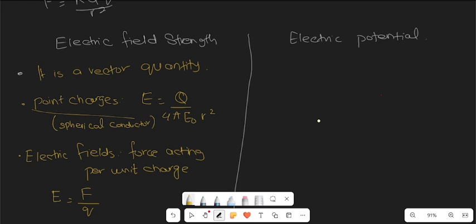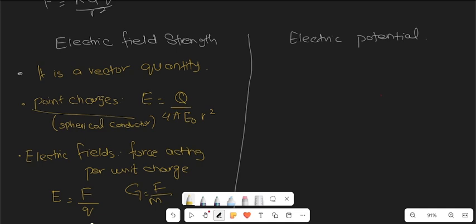If you are given a point charge, if the question states that it's a point charge, you will be using this formula. If you're looking at electric field, we're going to be taking a look at F over Q depending on what information is given to us, right? It's very similar to saying g equals F over m. You do remember F equals ma, right? So g equals F over m is very similar to that.